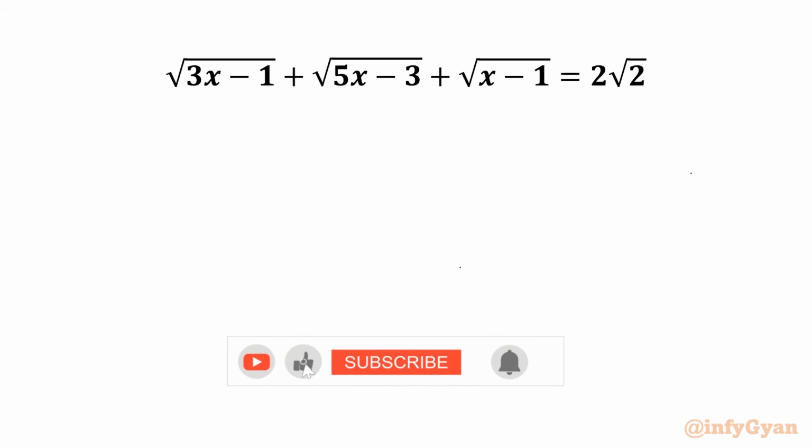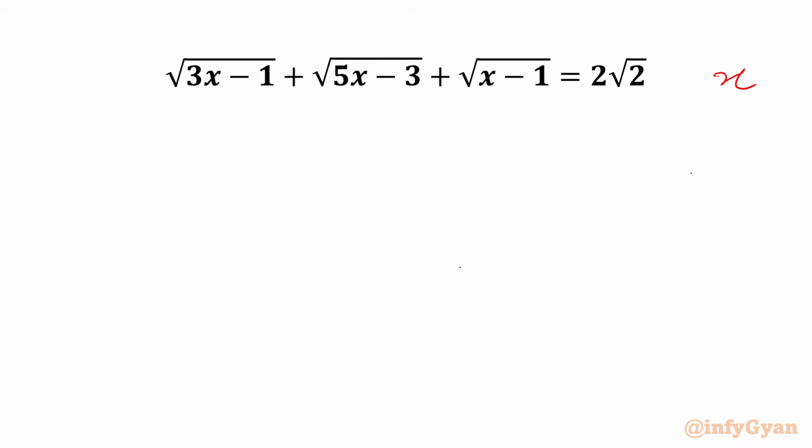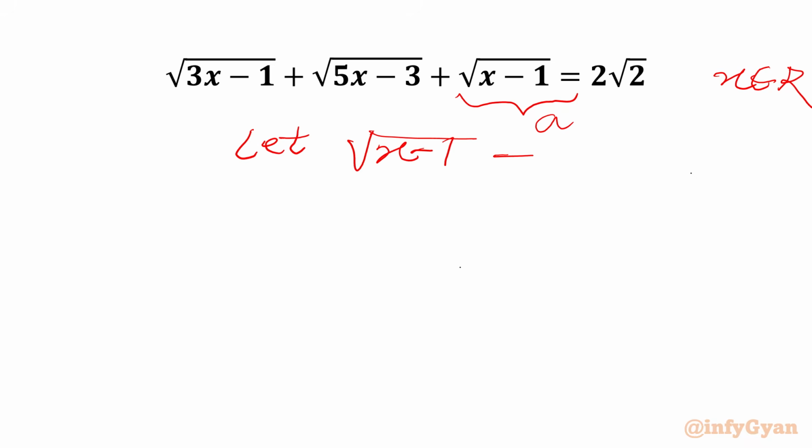Today in this video, we'll be solving one very interesting and challenging equation from algebra. Given that x belongs to real numbers. So let's get started. We will assume square root x minus 1 is equal to a. For x to be real, a must be non-negative. So we will write here a should be greater than or equal to 0.